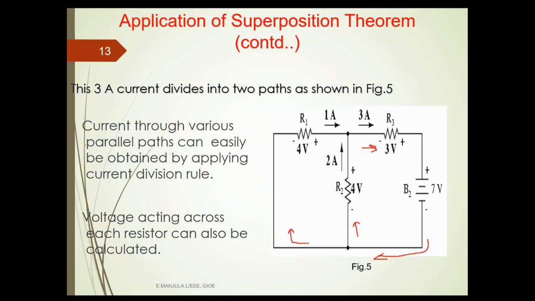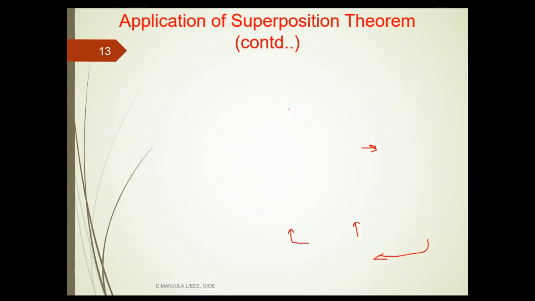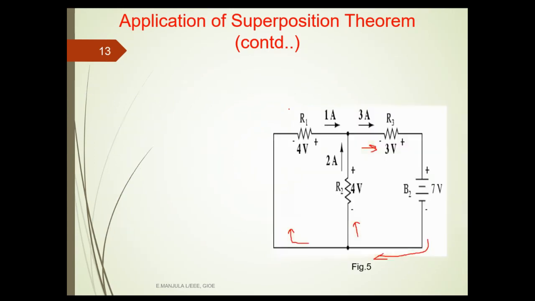The current through various parallel paths can easily be obtained by applying the current division rule. So here we have to apply the current division rule again. What might be the current flowing through this and this? So that we can calculate here. R1 resistance is 4 ohms, this is 1 ohm and this is 2 ohms.